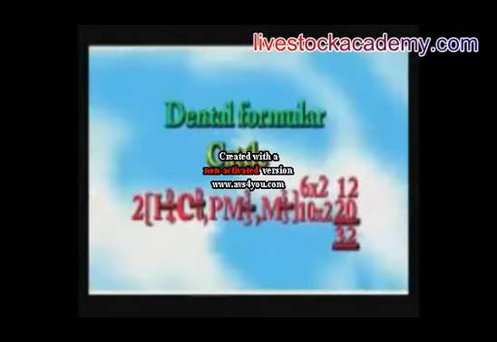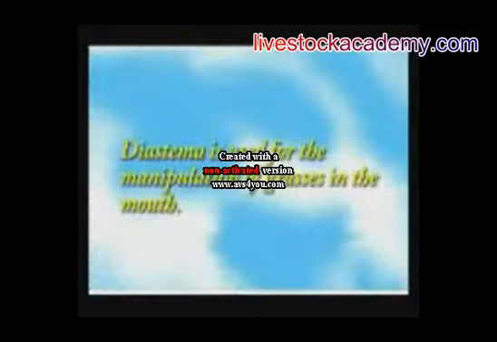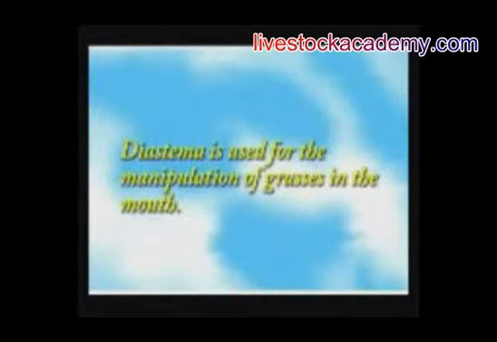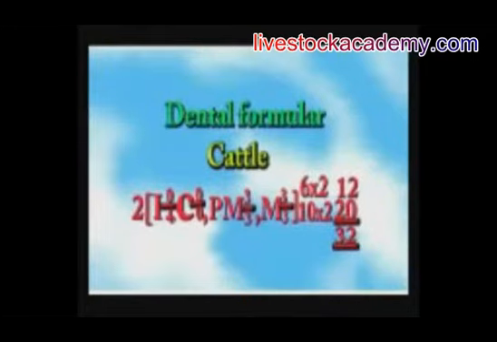Let's start with cattle. See the dental formula of the cattle. Cattle don't have incisor at their upper jaw, but they have 4 pairs at their lower jaw. No canine. The space created by the absence of the canine is called diastema, and this diastema is used for the manipulation of gases in the mouth. Premolar, they have 3 sets at the upper jaw and 3 sets at the lower jaw. Same thing, molar.